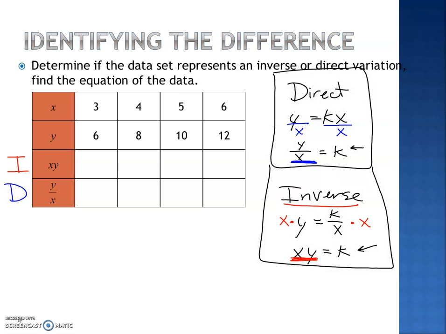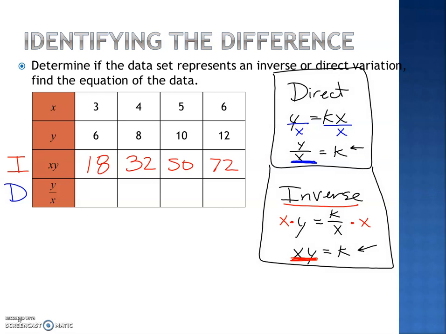And basically what we're going to do now is we're just going to fill in each of these cells. So this cell right here is x times y. So I've got 3 times 6. What is 3 times 6? That would be 18. My next one, I've got 4 times 8. 4 times 8 will be 32. 5 times 10, 50. 6 times 12, 72.